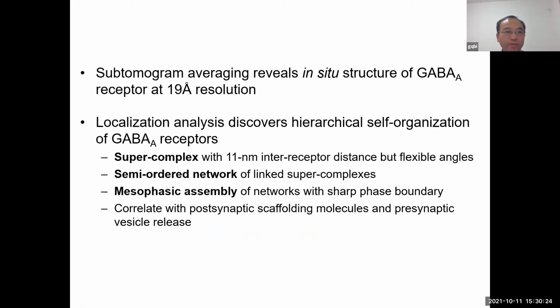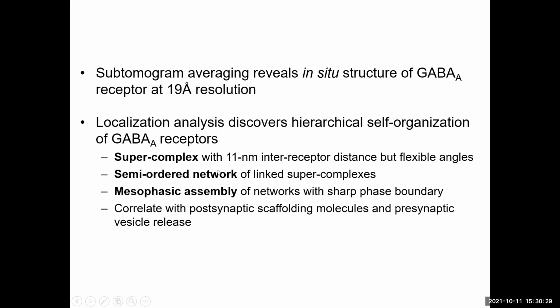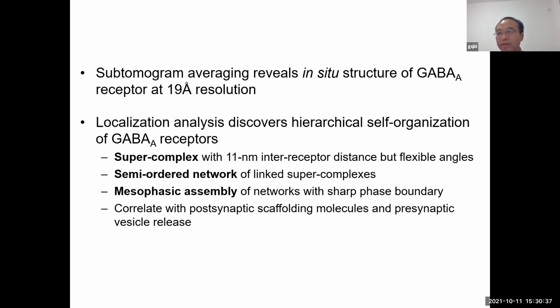So to quickly summarize, we can see that with this method we can find individual molecules and look at their organization, and we found this organization is actually hierarchical. So there is this 11 nanometer interreceptor distance that links some receptors together, but it's also flexible. So when one receptor links to two or more receptors, these linkage angles are flexible. So that means this organization is semi-ordered.